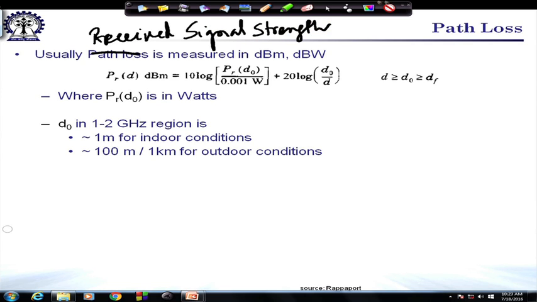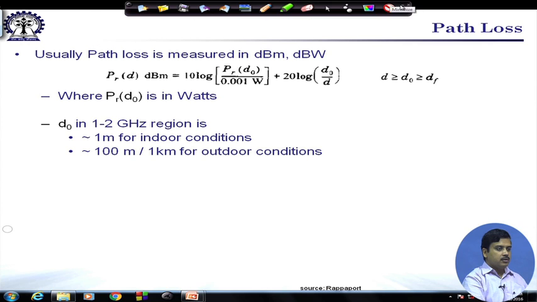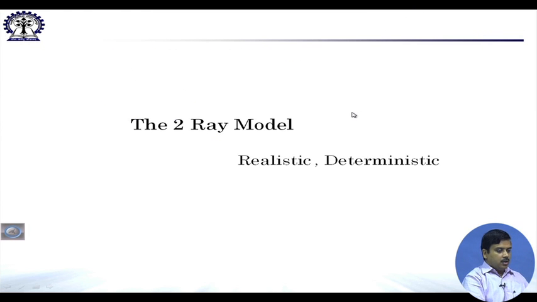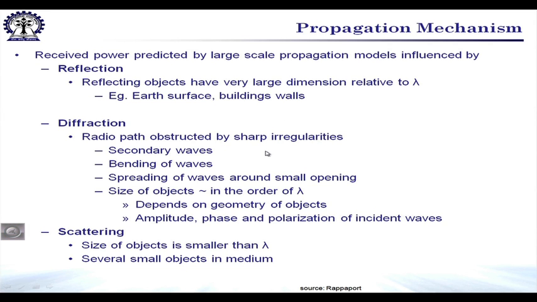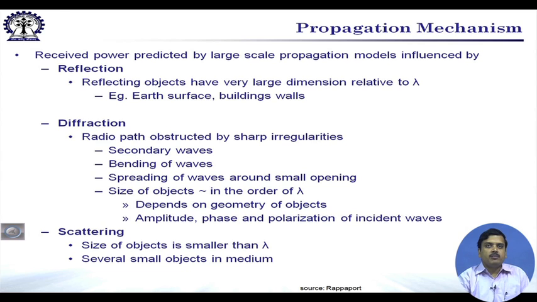Okay. So, as we move further, we go into one of the important models, which is the two-ray model, which is a little bit closer to realistic, and is no longer a free space equation. It includes the propagation effects, and this particular model is deterministic, but still it will give us some indication of the received signal strength. So, typical propagation phenomena happen when the signal propagates from the transmitter to the receiver.